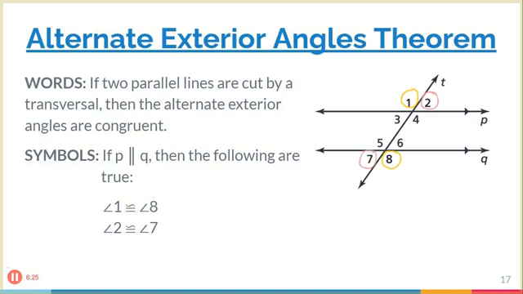And so in the alternate exterior angles theorem, just like our previous two theorems, if we read through that, it says if two parallel lines are cut by a transversal, then the alternate exterior angles are congruent. So my alternate exterior angles measure the same. So angle 1 and angle 8 are congruent, so they measure the same. And angle 2 and angle 7 are congruent, so they measure the same.